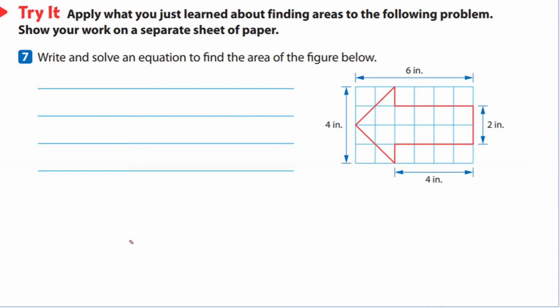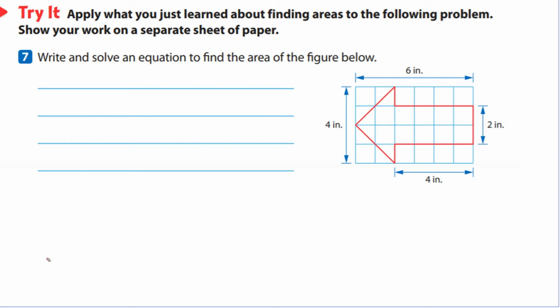Now we're going to try it. Apply what you just learned about finding areas to the following problem. Show your work on a separate piece of paper, please. Write and solve, you can show it here if you want to. Write and solve an equation to find the area of the figure below. The area meaning the area in red, as you can see.